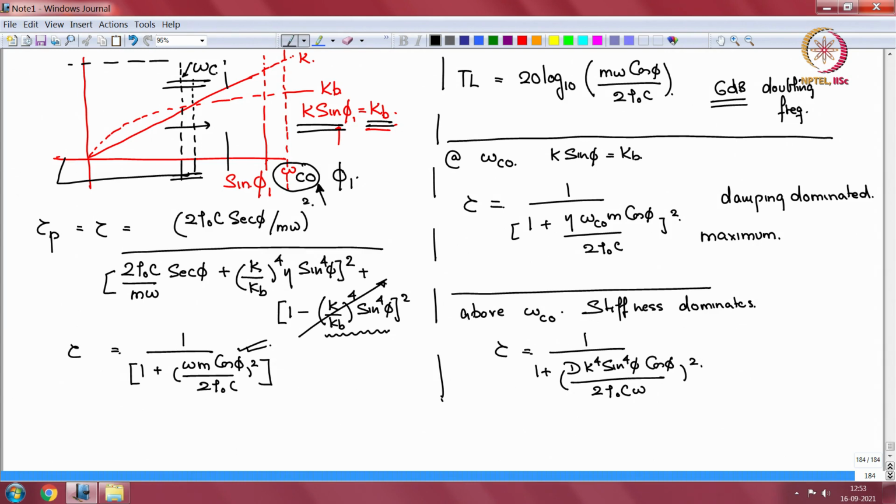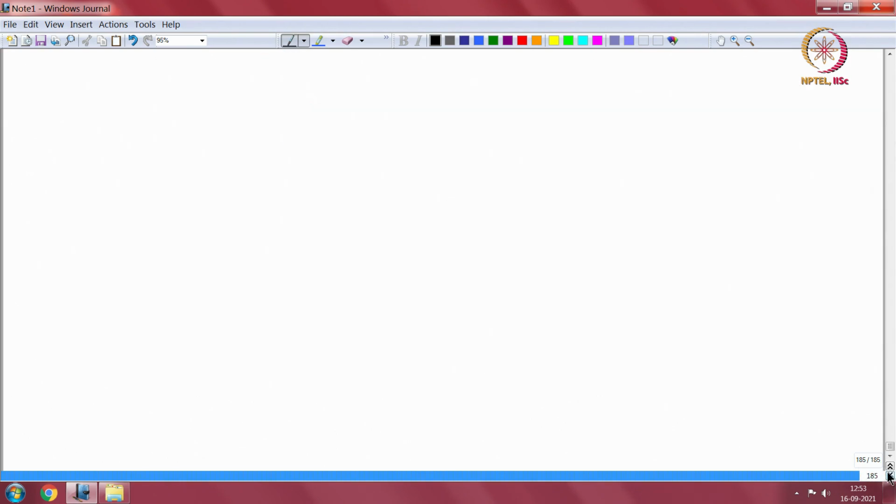Okay, so this stiffness term can be bigger than 1. Okay, and therefore the transmission loss or sound reduction index becomes equal to 10 log to the base 10 of d k fourth sine 4 phi cos phi by twice rho 0 c omega, and there's a square, so this becomes equal to 20.